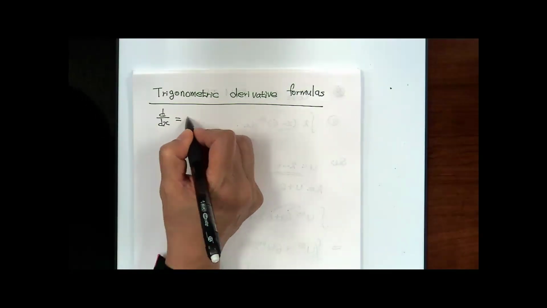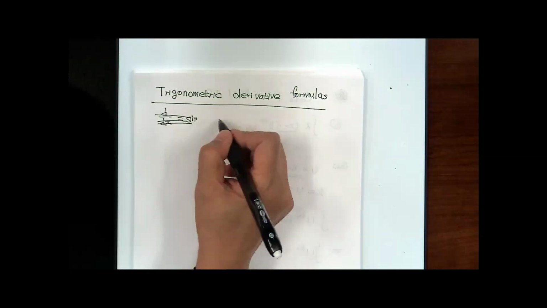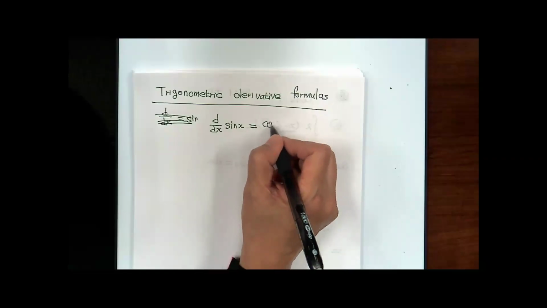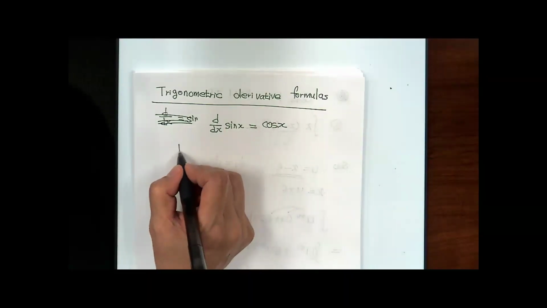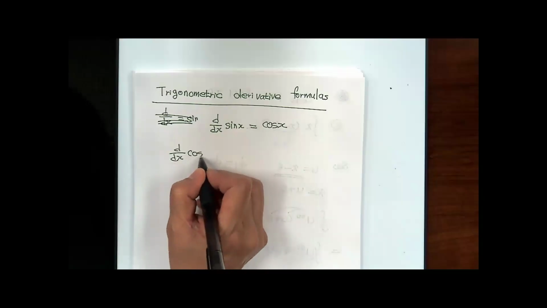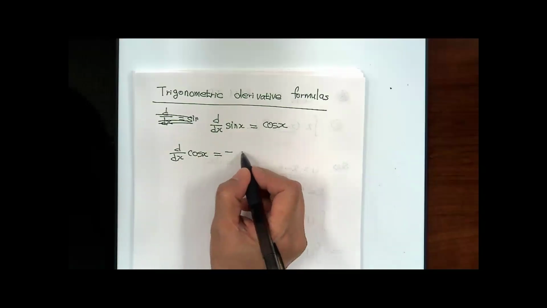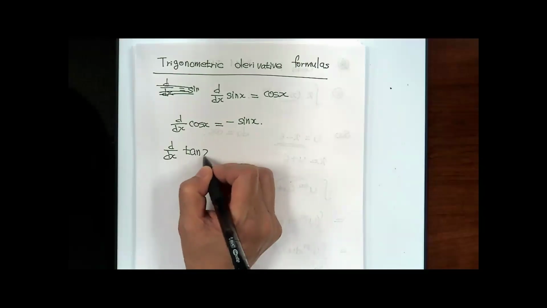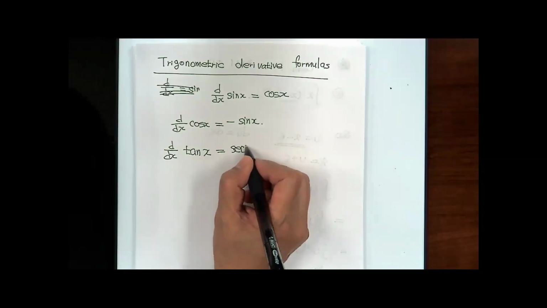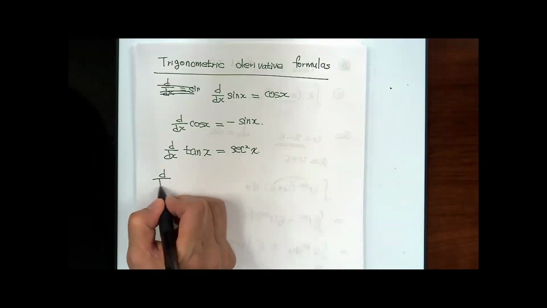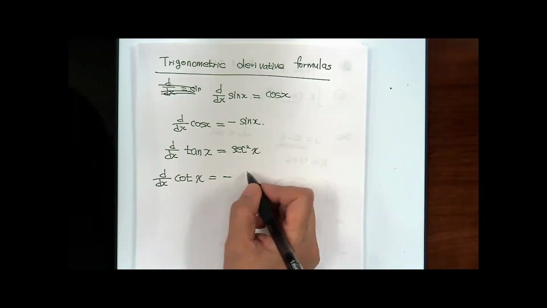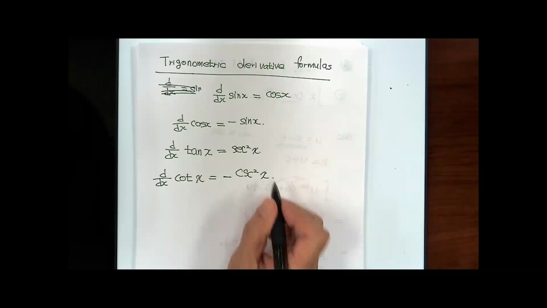If you differentiate sine, then that is cosine of x. And if you differentiate cosine, then you will get minus sine of x. If you differentiate tangent, then you will get secant squared of x. And if we differentiate cotangent, then we have to put minus cosecant squared of x.